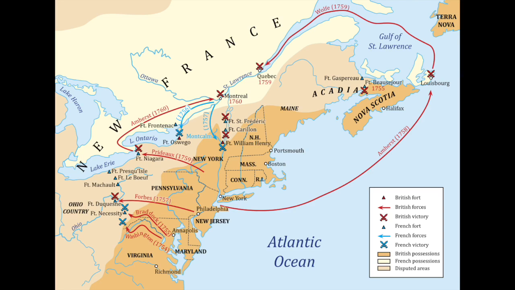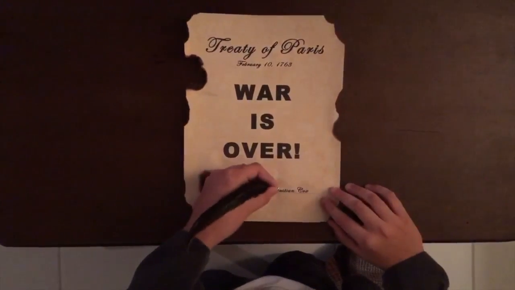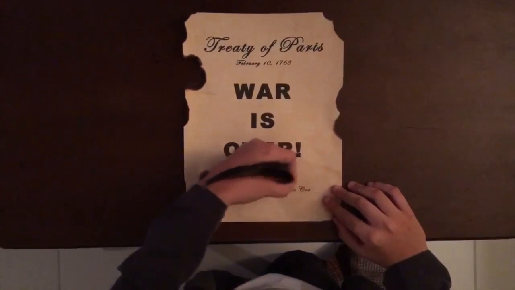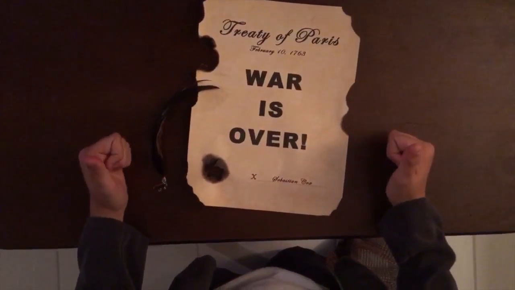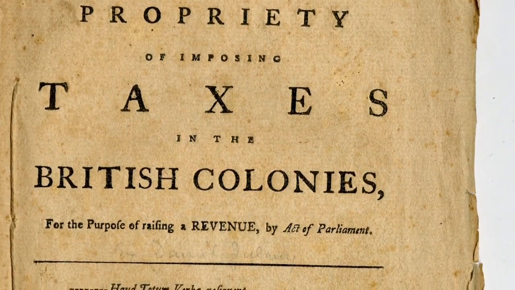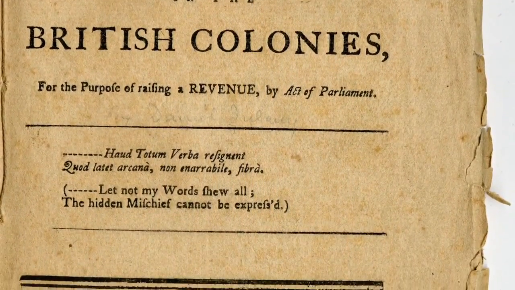The war resulted in victory for Great Britain, so the British colonists no longer needed protection from the French. The war officially ended with the signing of the Treaty of Paris on February 10, 1763. The British imposed taxes on the colonists to help pay for its military debts. This war would also become one of the greatest causes of the American Revolution.